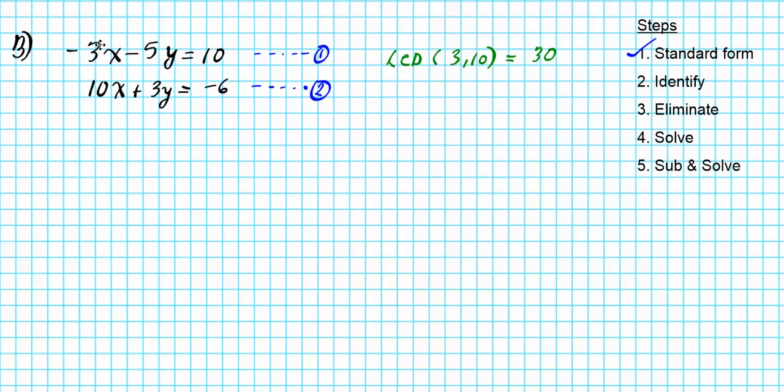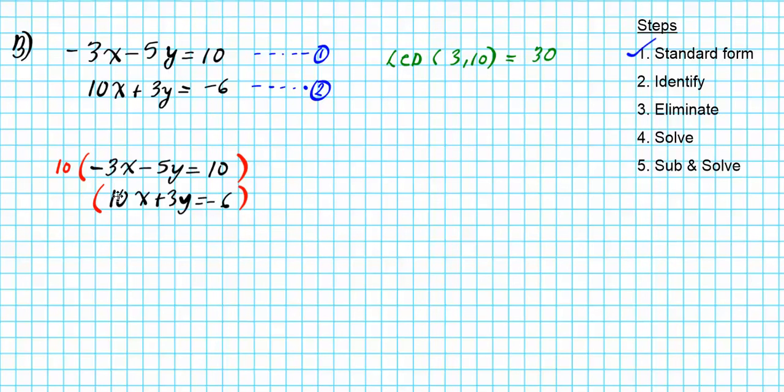Okay? So the goal is to make one 30 and make the other the opposite. Since this is already negative 3, we might as well make this negative 30 and then make this one positive 30 for the x. Okay, so let's rewrite the equation. Negative 3x minus 5y equals 10. And then 10x plus 3y equals negative 6. So I will multiply the first equation by what? I need this to become negative 30, so I multiply by 10.